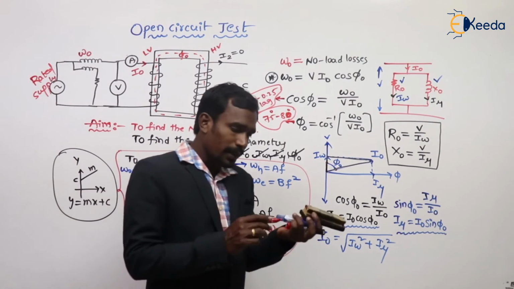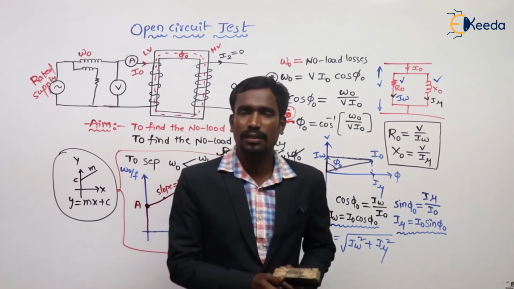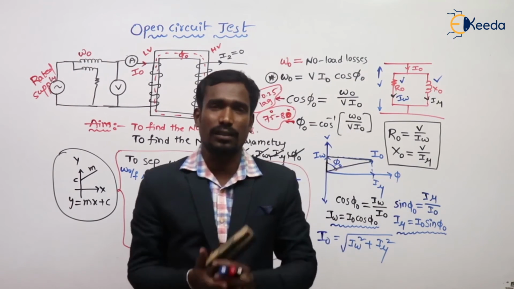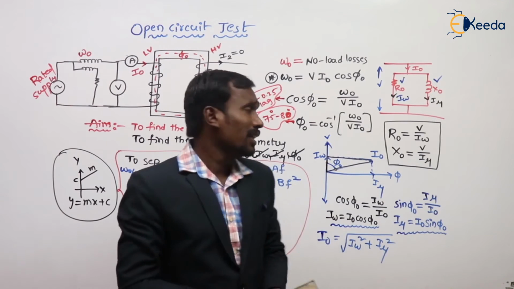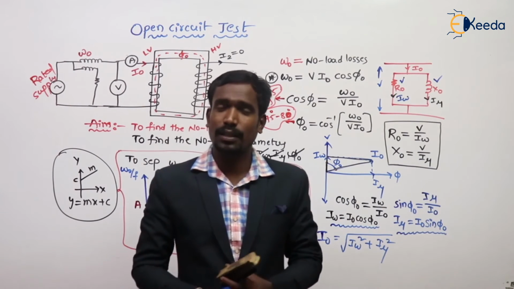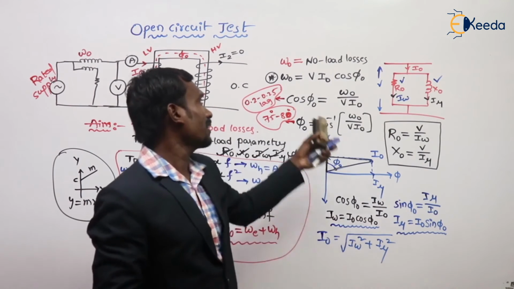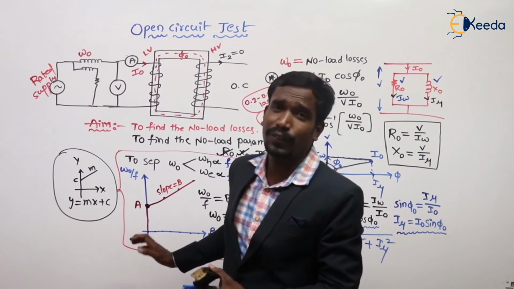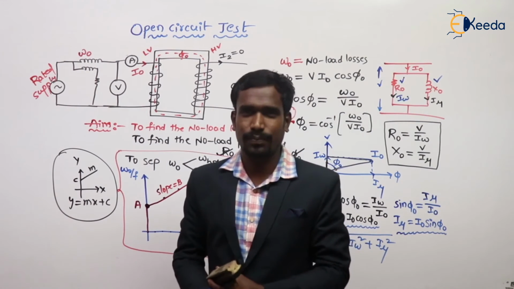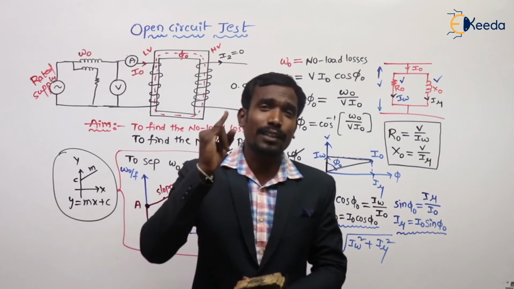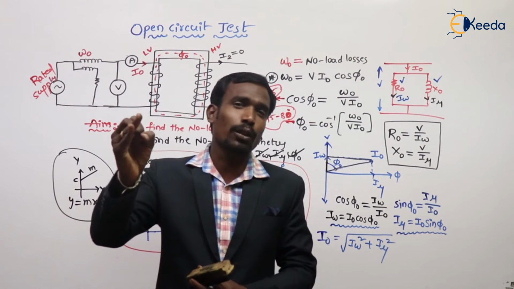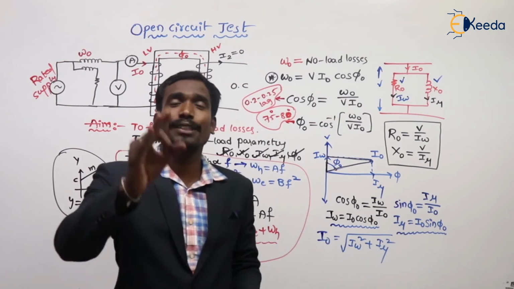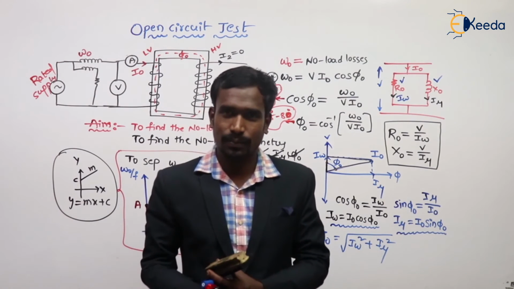Now tell me, once rapid revision. Finally, what did we do? The separation of losses. Before that, what did we do? The calculation of no load parameters. Before that, the calculation of no load losses. Before that, what are the specifications and what is the aim? The aim is to find out the no load losses, to find out the no load parameters, and to separate the no load losses into hysteresis and eddy current losses.